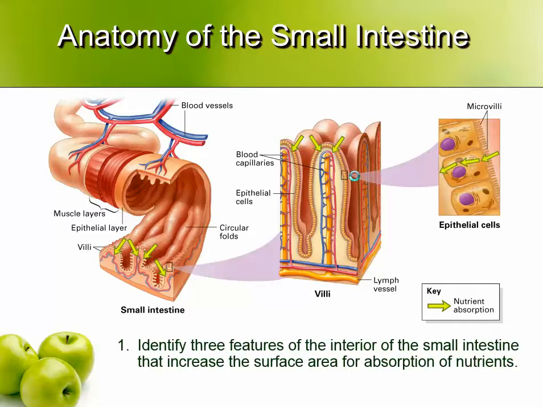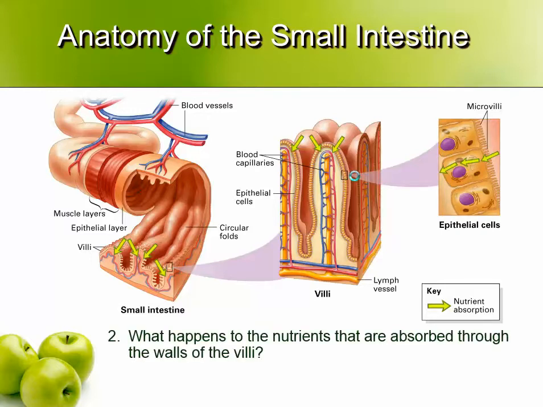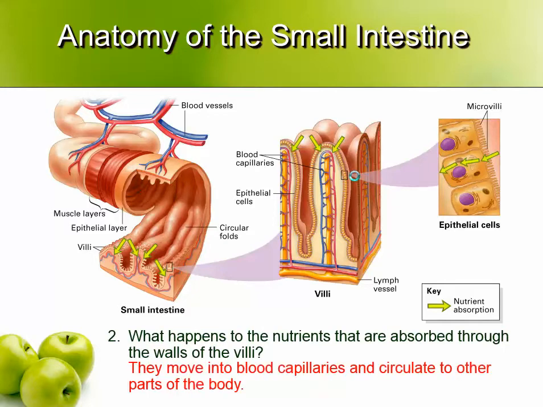So it says identify 3 features of the small intestine that increase the surface area. Hopefully you said the small intestine, the villi, and the microvilli. Now what happens to nutrients that are absorbed through the walls of the villi? Well, as I said earlier, they get into the blood capillaries, and then that's how they get to other parts of the body.